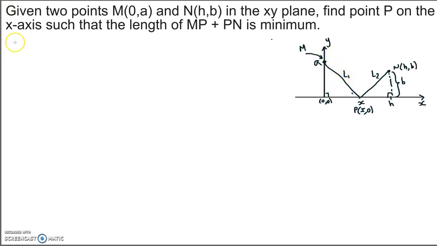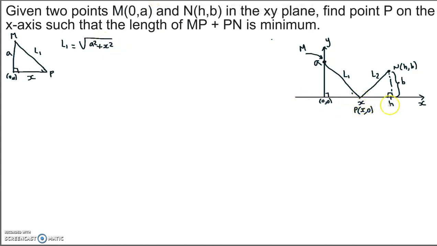So let's draw this triangle again. So I have a triangle. The hypotenuse is equal to L1, and this is the point M, and this is the point P, and this point is the origin. The coordinates of P are x, so this distance here is x, and then M has a y coordinate of A, so this height is equal to A. So the length of L1 is equal to the square root of A squared plus x squared.